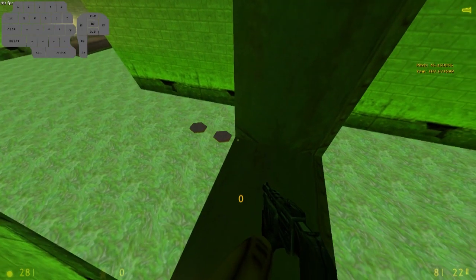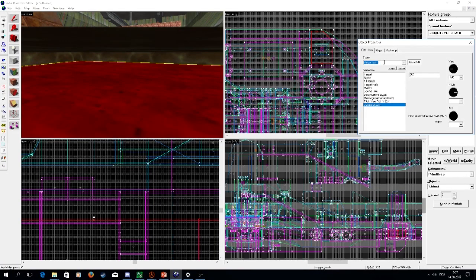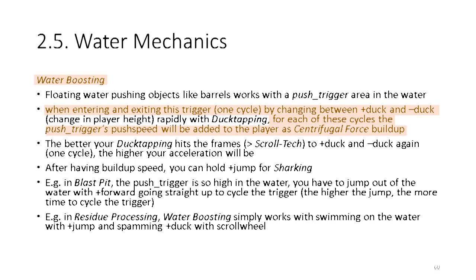Half-Life level design pushes barrels in water by implementing a push trigger. You can use this push trigger to do water boosting by quickly tapping in and out of the trigger and keeping your speed by sharking on the water.